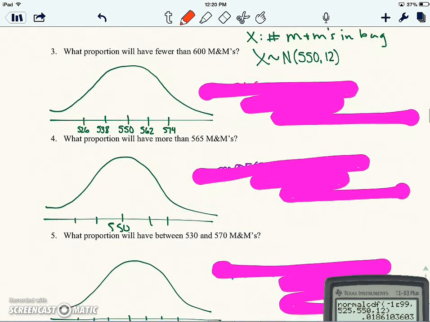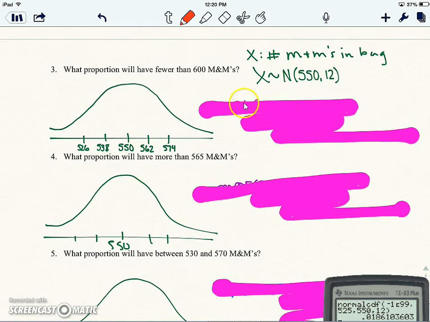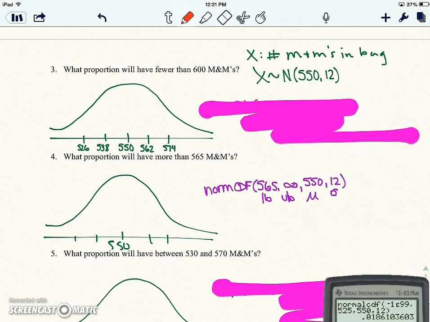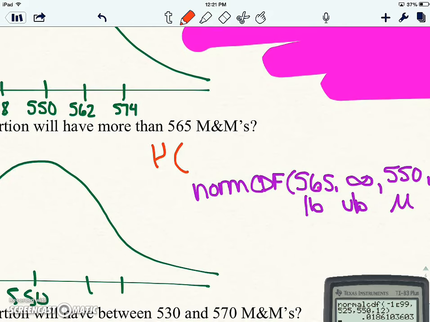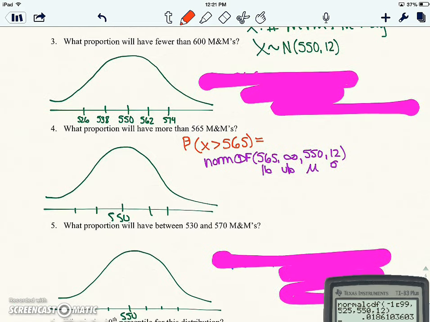All right, so for number 3, it says, what proportion of bags will have more than 565 M&Ms? So since we're on a new page, I went ahead and defined the distribution again, drew my picture, and I have yet to state the problem. The problem is what's the probability of having more than 565 M&Ms. Okay, and so we have 550, 565 is going to be like, oops.